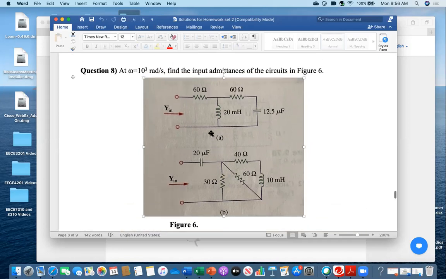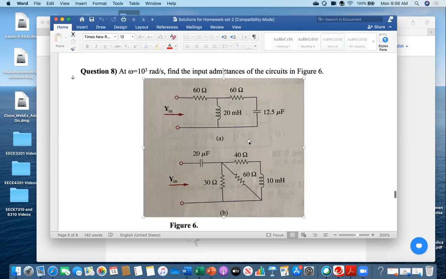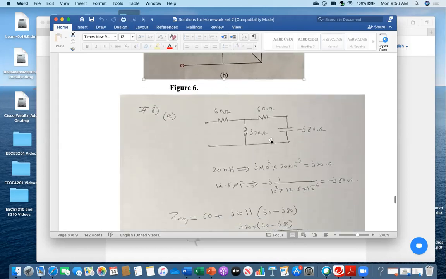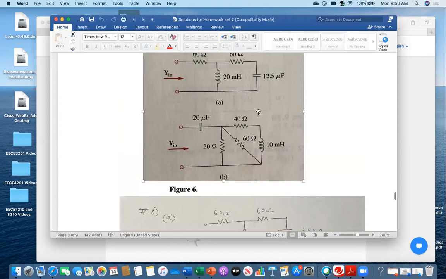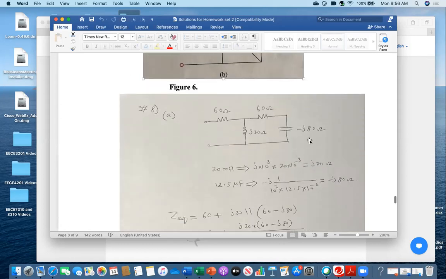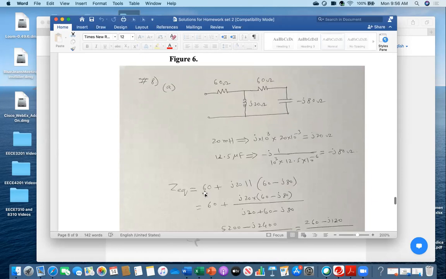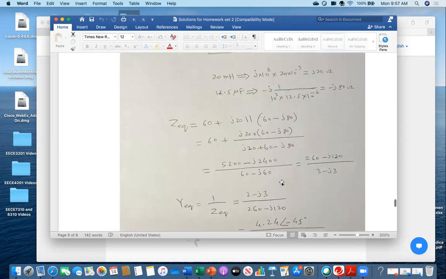But first you have to convert, by using this omega value, into the phasor domain circuit. These are all in millihenry or microfarad values. So first, I am dealing with the first circuit first. I am converting into phasor domain. For 20 millihenry, I got this one. For this microfarad, I got this one. And then I am making G equivalent. 60 plus, this is in series, parallel with this one. I am doing that one. And then I got this one.